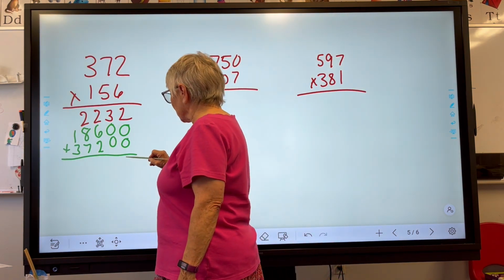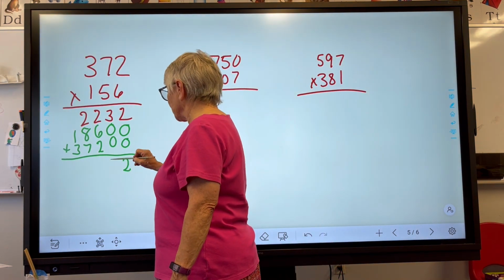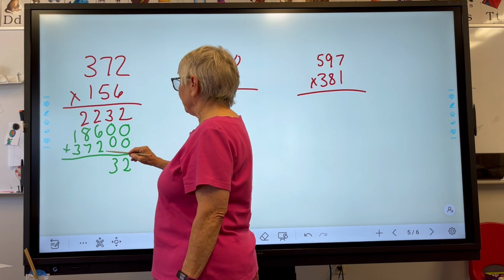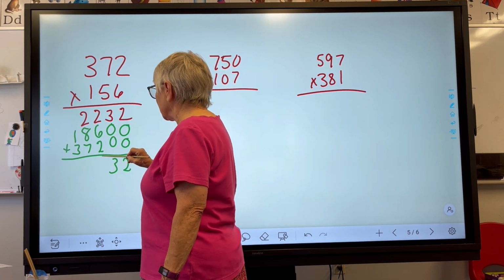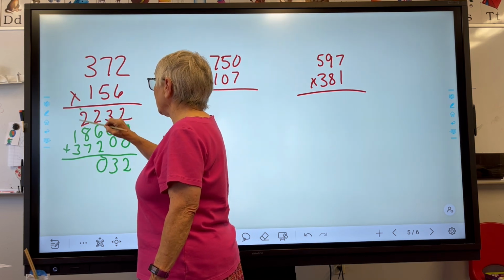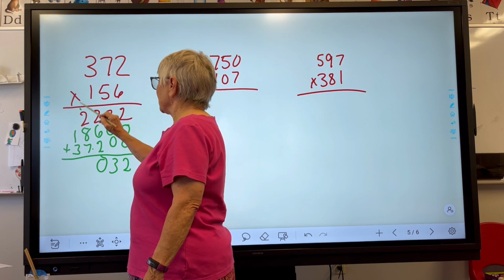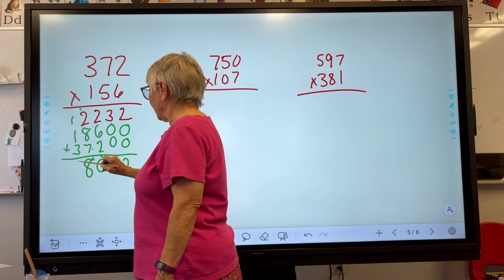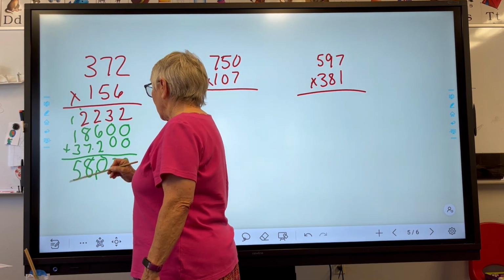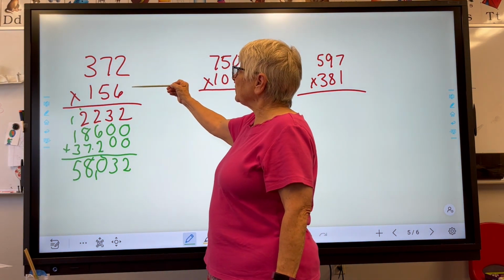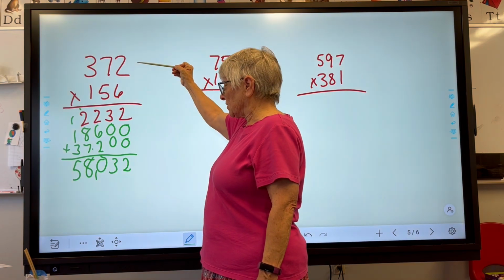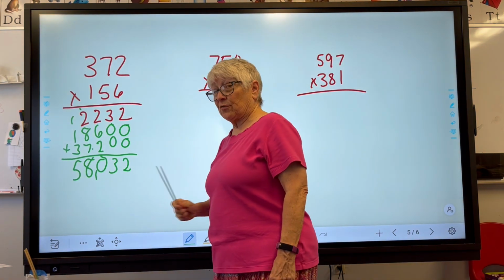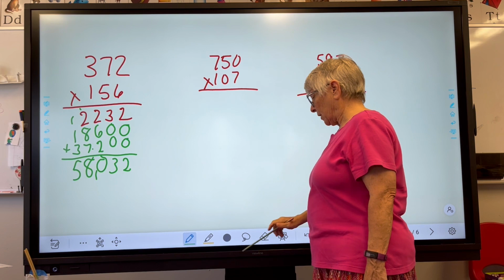2 plus 0, 0 is 2. 3 plus zeros is 3. 6 and 2 is 8, 9, 10. Carry the 1. 15, 16, 17, 18. 3, 4, 5. And 156 times 372 is 58,032. That's the correct answer.